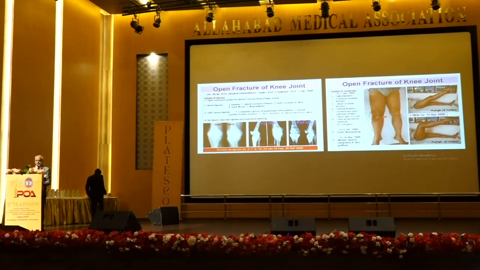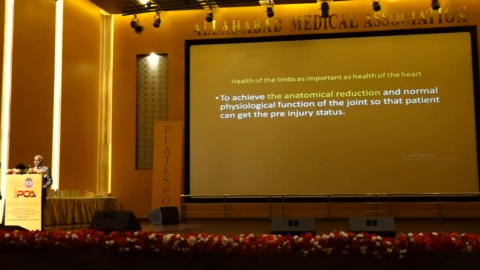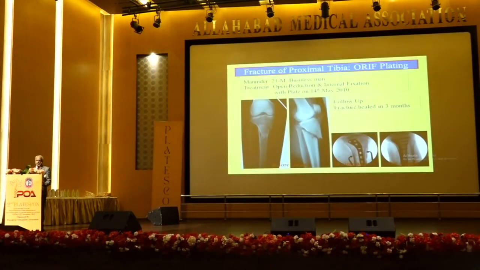And this is one of the slides. He has a complete rupture of the quadriceps from the patella, partial pectoral tendon avulsion, ACL avulsion, lateral meniscus injury, and other injuries. An obese patient, and this is the procedure: an open procedure with multiple plates, multiple surgeries, and then it can be salvaged. We achieve anatomical reduction and normal physiological function of the joint so that the patient can return to pre-injury status. So the plate gives an almost anatomical reduction.